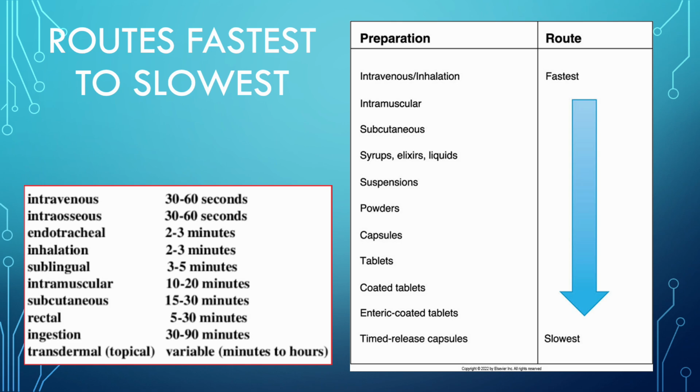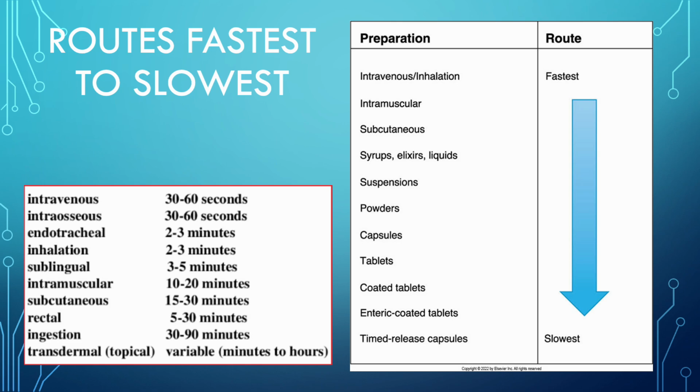That's going to start working in 3 to 5 minutes. It doesn't have to go through that GI tract. When we give things into our muscular system, that's pretty vascular, which means there's lots of blood vessels in it. So that's going to start working relatively quickly. IM injections can work within 10 to 20 minutes.